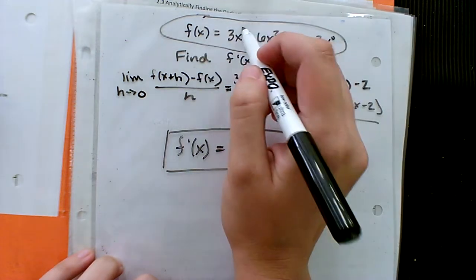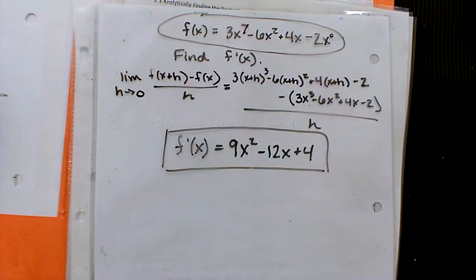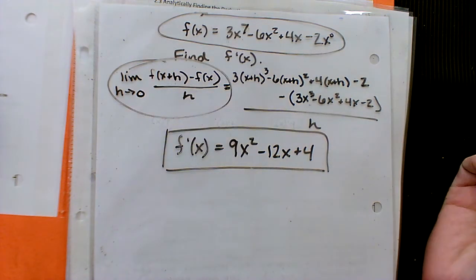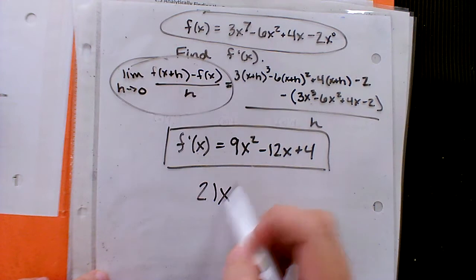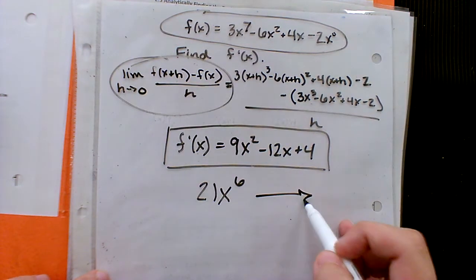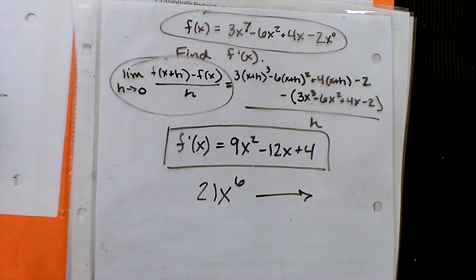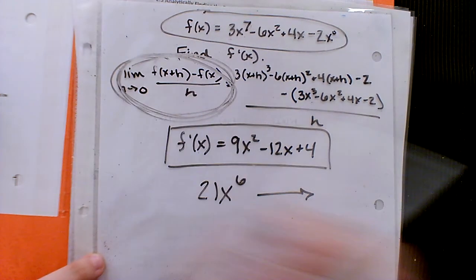So what if I changed that 3 to a 7? 21. Would you really want to go through that derivative limit? No. But can we figure out the derivative faster? What would it be? 21x to the 6, and the rest would be the same, right? There's our shortcut.